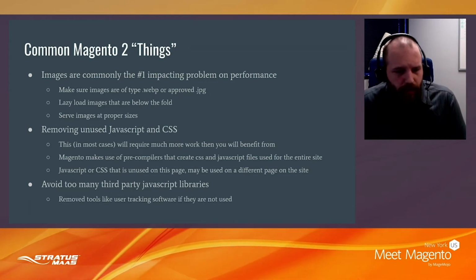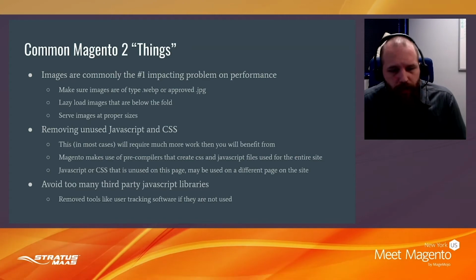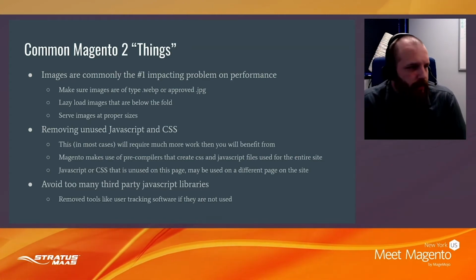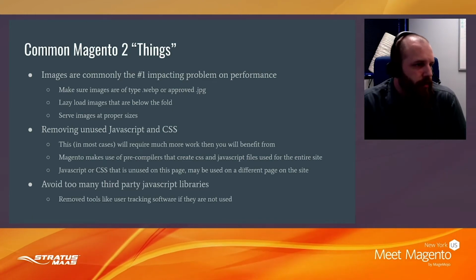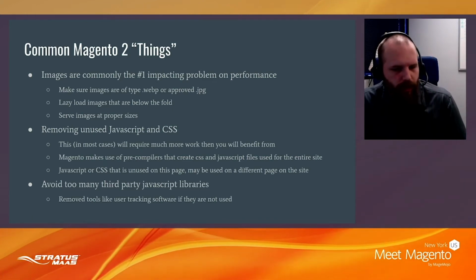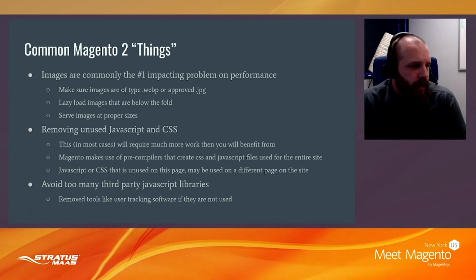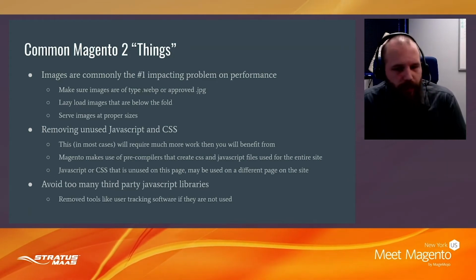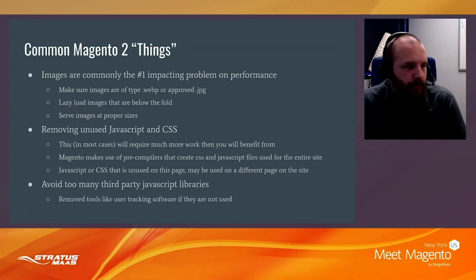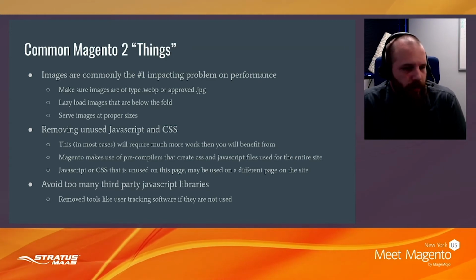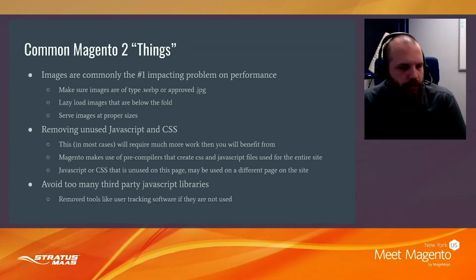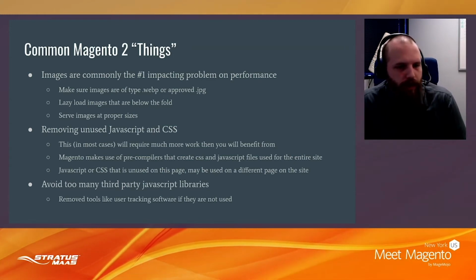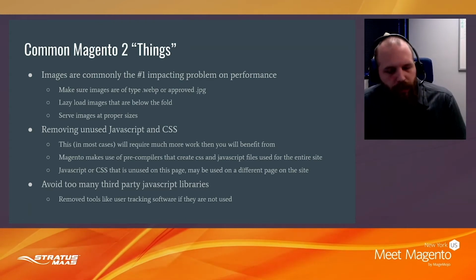Next thing we see is avoiding too many third-party JavaScript libraries. So things like user tracking software. An example of it is something like Hotjar. Now, I'm not saying the user tracking software is bad for the site. It is taking time to load it as JavaScript. If it's a tool that you're using and you have a marketing team or an SEO team that uses the information that comes from that on a daily or weekly basis, then it's useful and you should keep it.